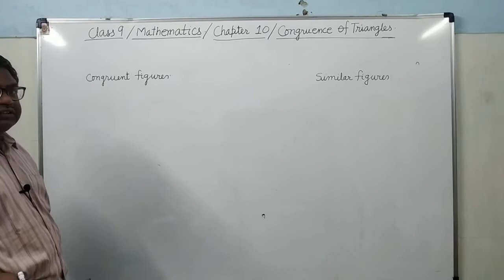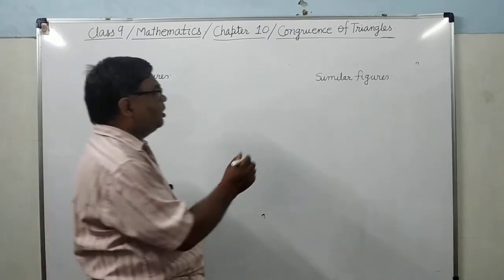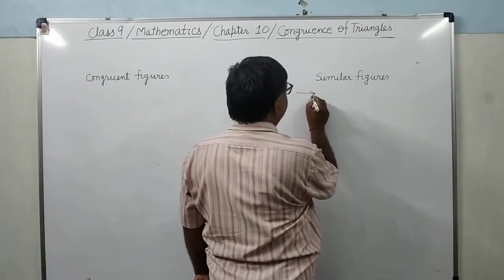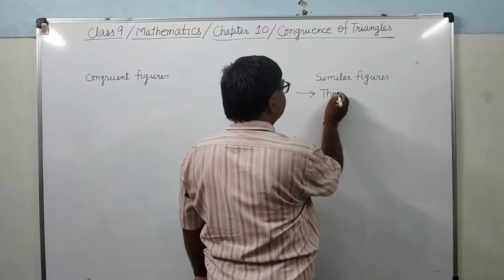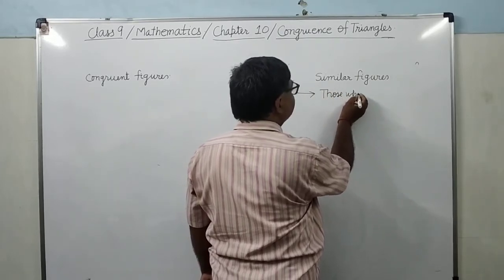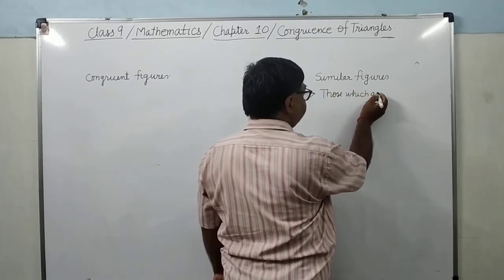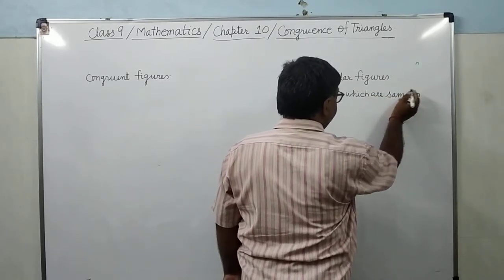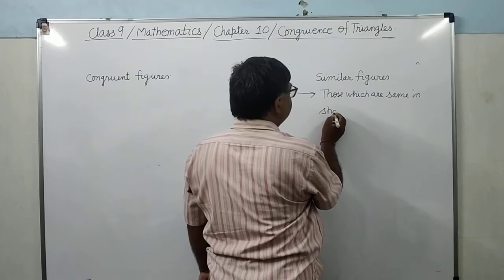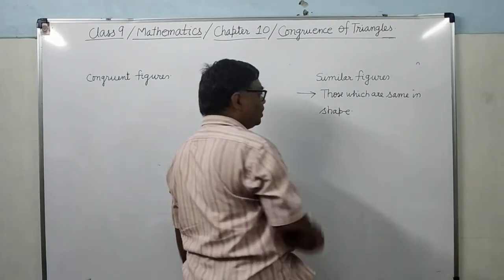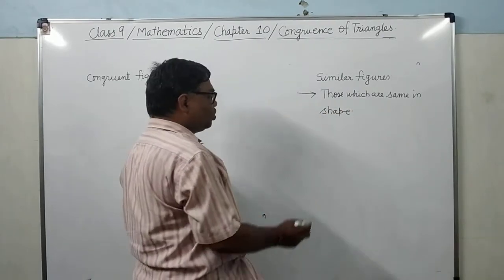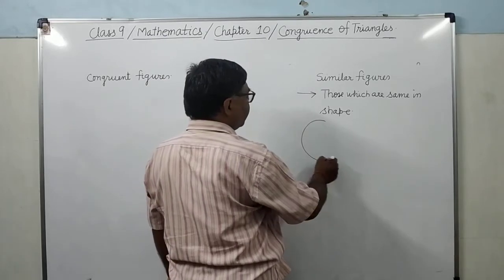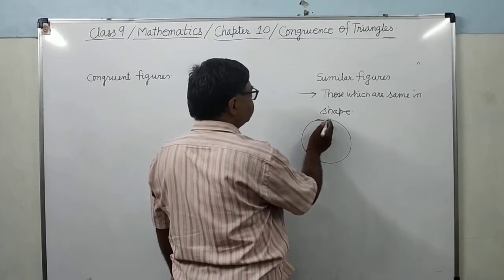So see here, what is the meaning of similar figures? Those which are same in shape. If two figures are same in shape, they are said to be similar figures. It's clear? They are said to be similar.